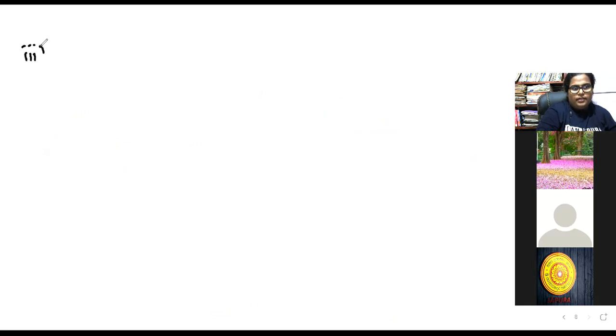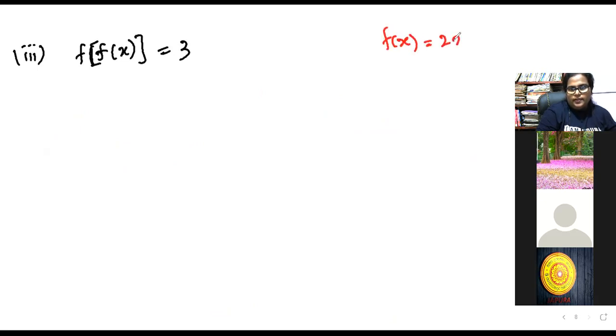In the third part of this question, it is given that f of f(x) equals 0. You know that our f(x) function is 2x minus 3, right? So here you have to take the f of f(x). That means everywhere the x is, you have to substitute the f(x) function again for this x. Here you know that our function is 2x minus 3. Instead of x, you have to substitute 2x minus 3 again. So 2(2x minus 3) minus 3 should be equal to 0.